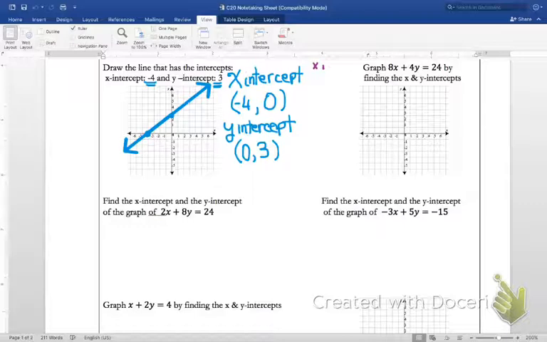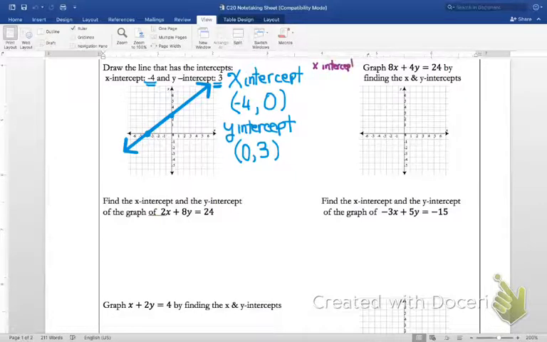All right, so let's take a look at this next graph. It says graph 8x plus 4y equals 24 by finding the x and y intercepts. Whoa. Well, they haven't given us the intercepts, so first I have to find them, and then they want me to graph them. So I'm going to do this real quick, and then we're going to go into more detail.